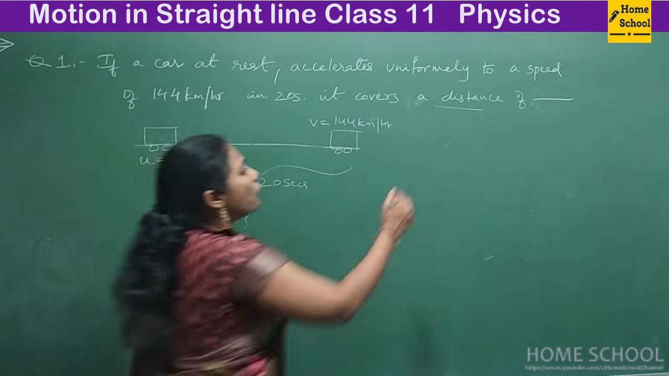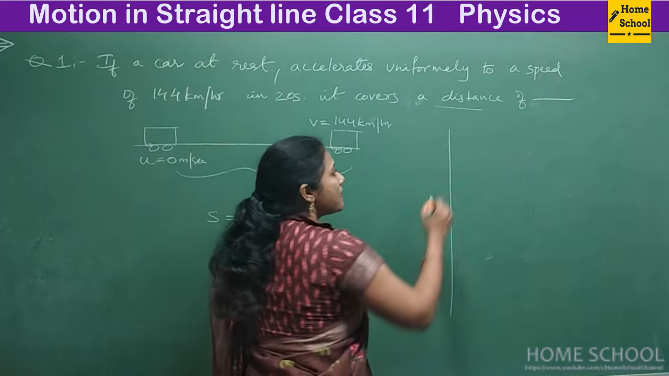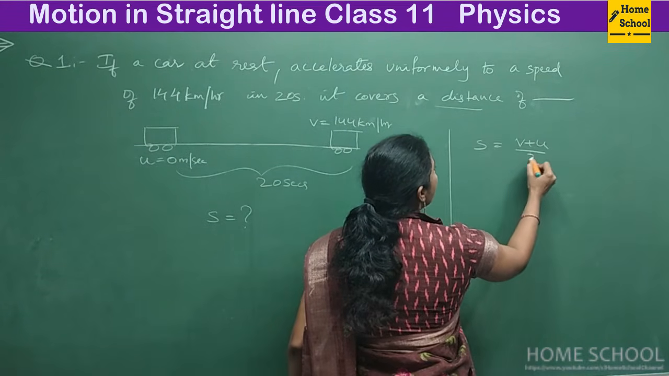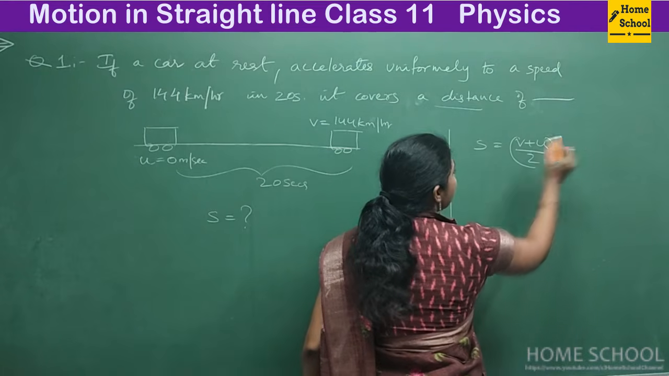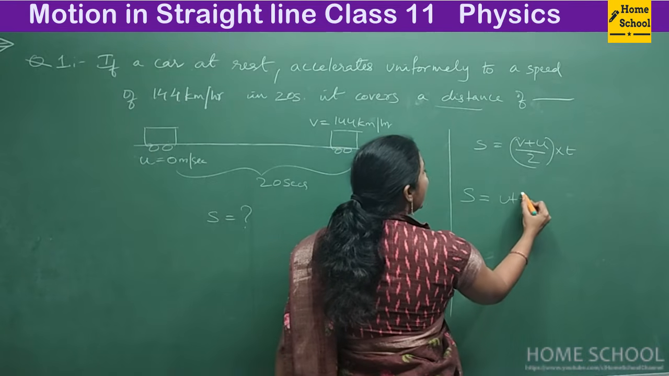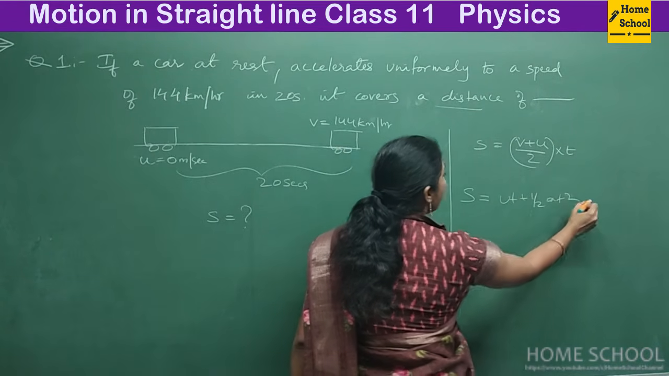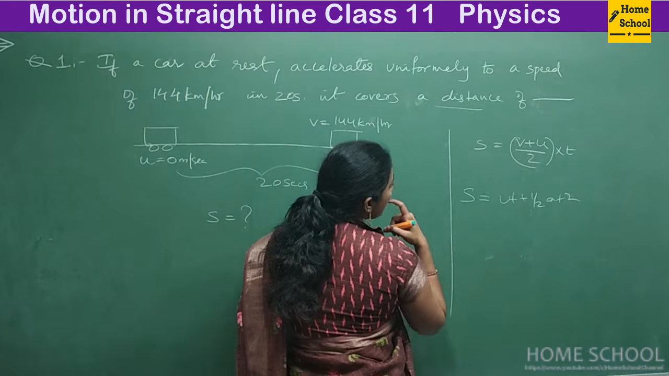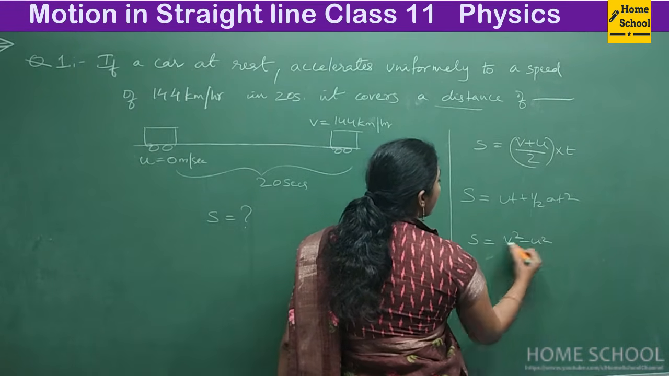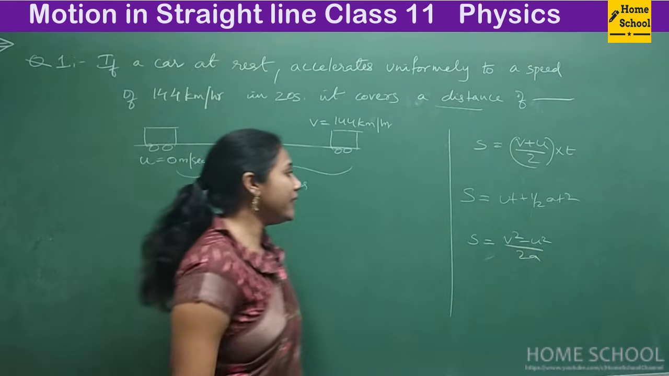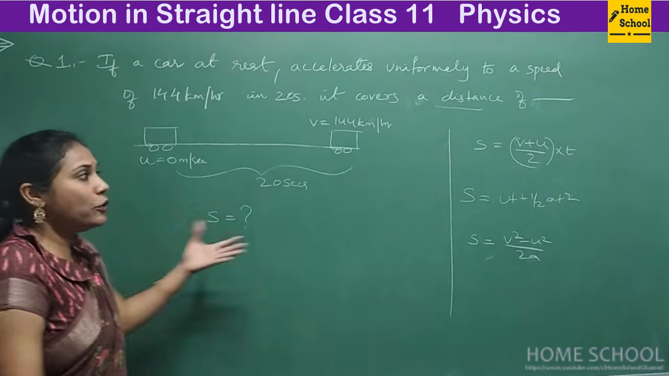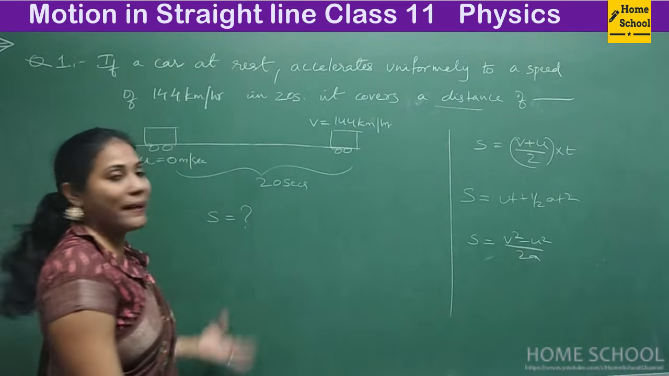Which formulas can you use to calculate displacement? One is displacement is equal to (v plus u) by 2 into t. The other formula is S is equal to ut plus half at square. And the other formula is S is equal to (v square minus u square) by 2a. So which formula is better to use in this case? You can use any formula, no doubt, but which is better?